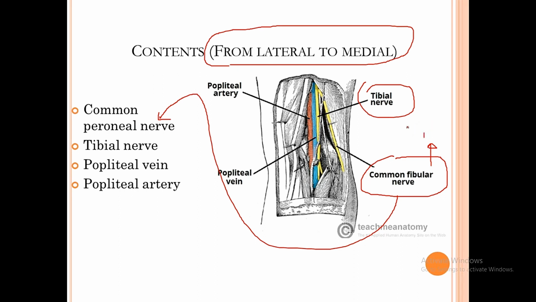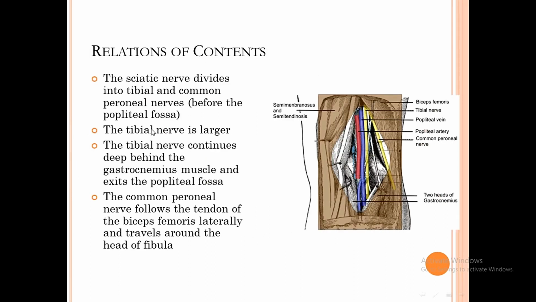So the first one is fibular nerve. The second one is tibial nerve. Now popliteal vein and then popliteal artery. So this is a sequence from lateral to the medial side of contents.